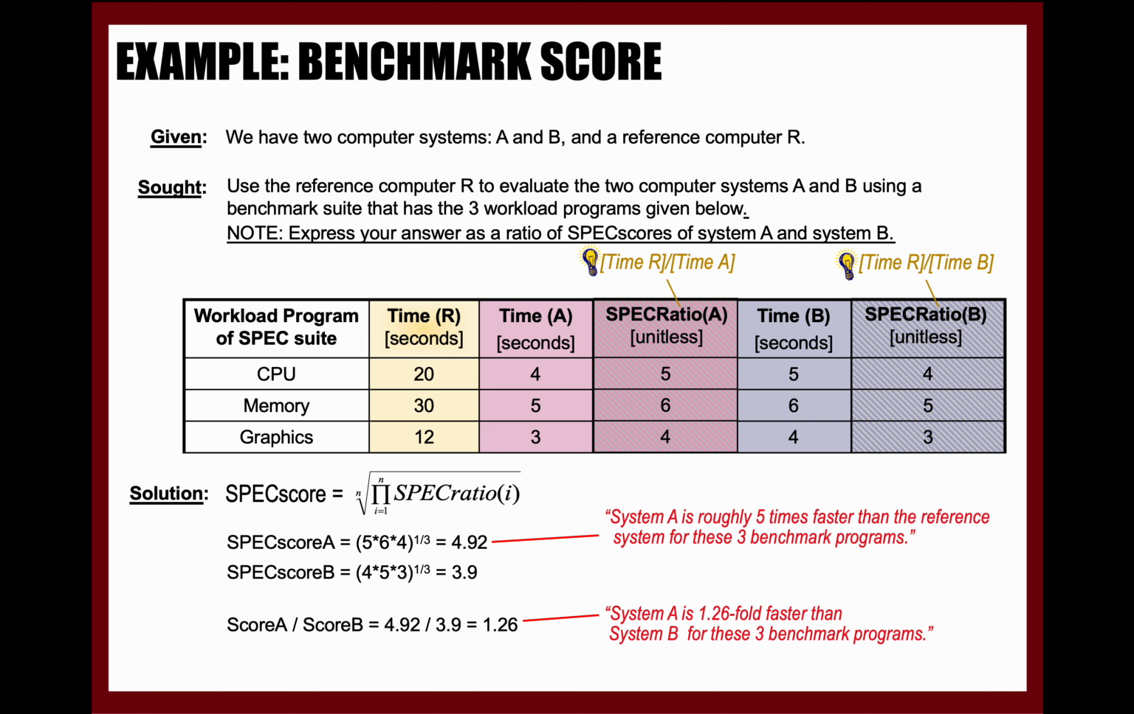Next, we compute the SPEC score for both the systems using the geometric mean formula as follows. We get 1.26. This means system A is roughly 5 times faster than the reference system for the given workloads. Furthermore, when compared to system B, system A is 1.26 times faster for these three benchmark programs.